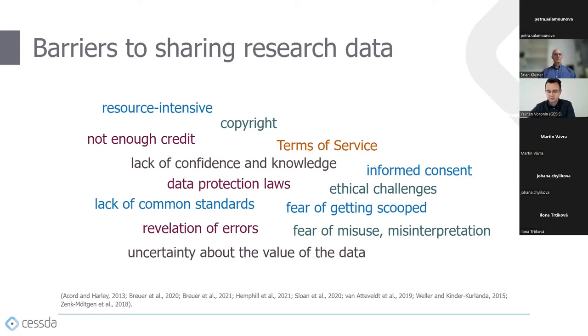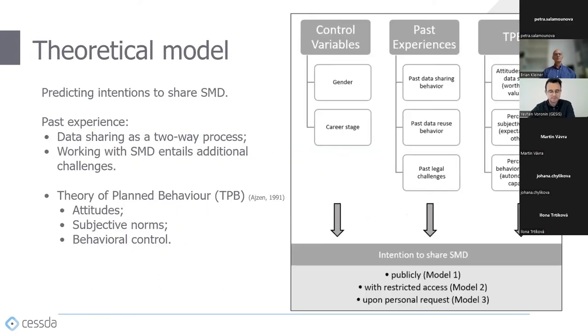In our research, we collected original survey data to investigate, firstly, of course, experiences with data sharing, especially past data sharing experience and challenges, and reasons for past data sharing decisions, but also intentions to share social media data, and the role of past experience in predicting those intentions, and the role of the so-called components of the theory of planned behavior: the role of attitudes, subjective norms, and behavioral control, meaning autonomy or capacity to share data.